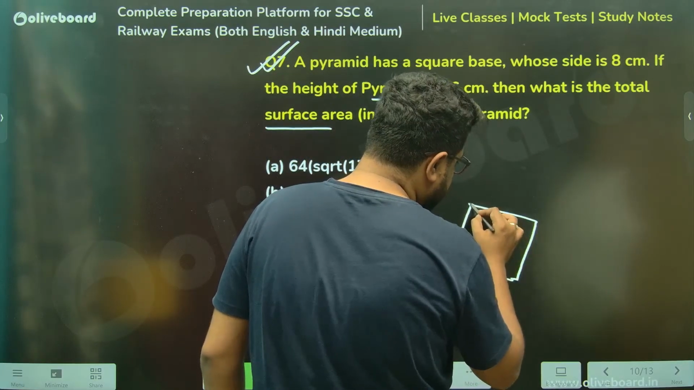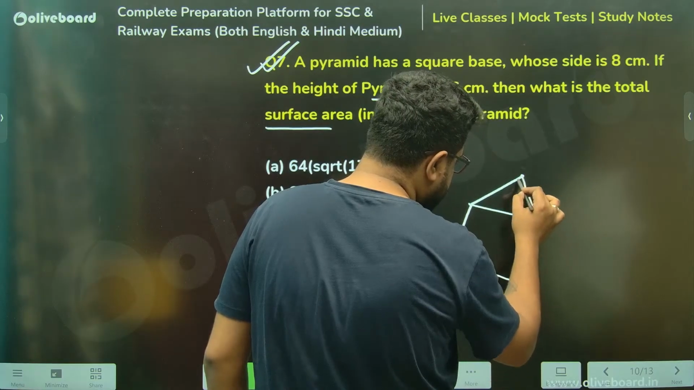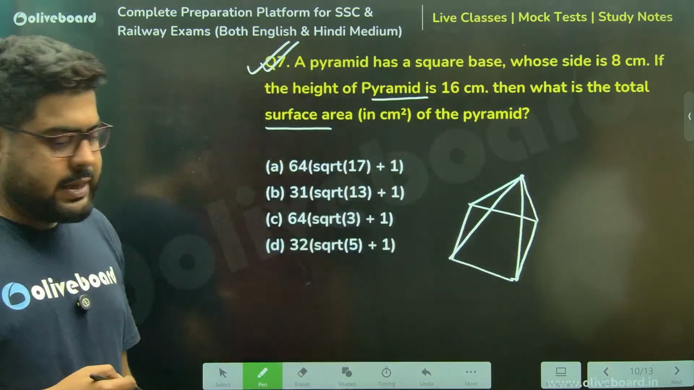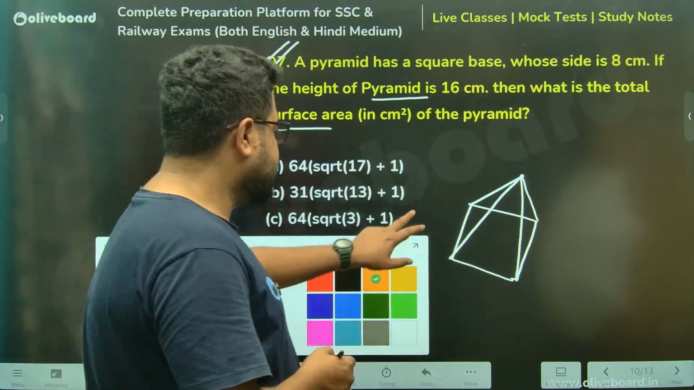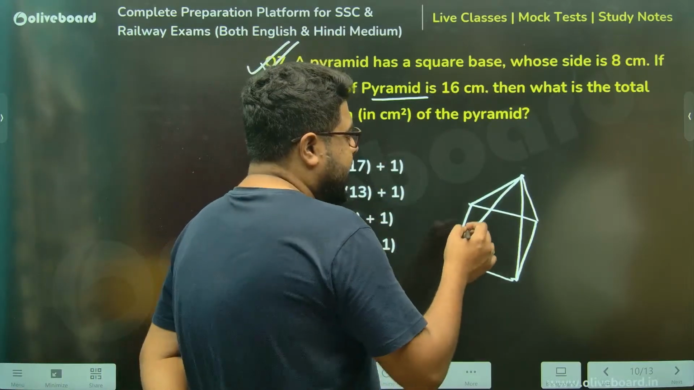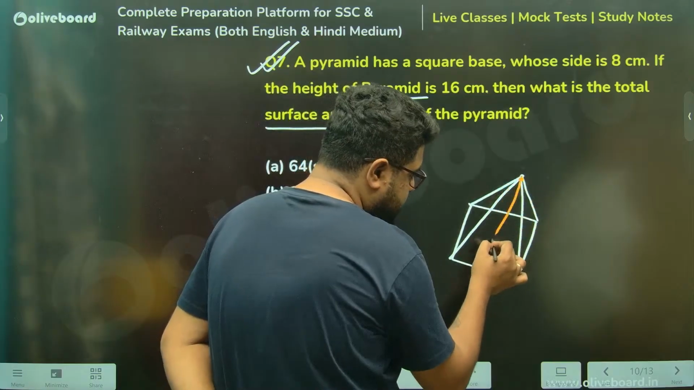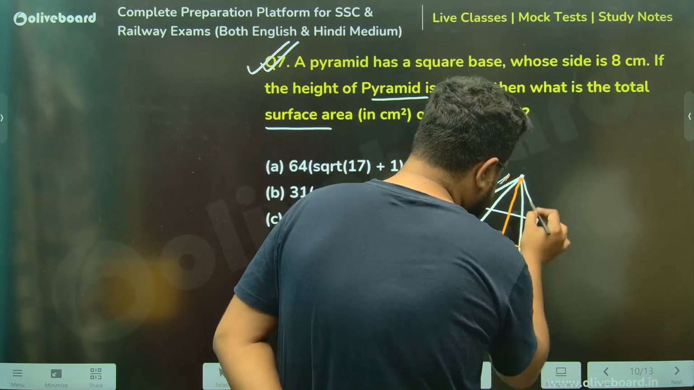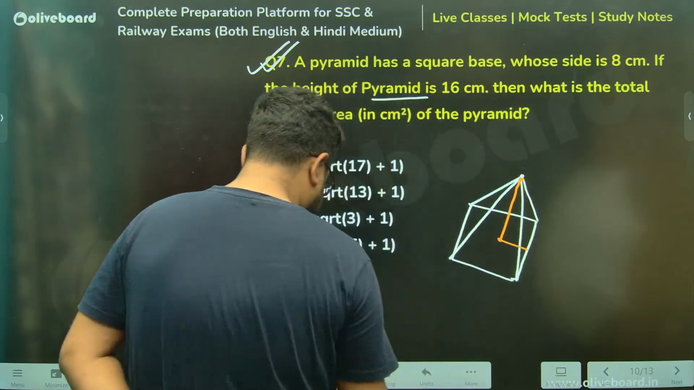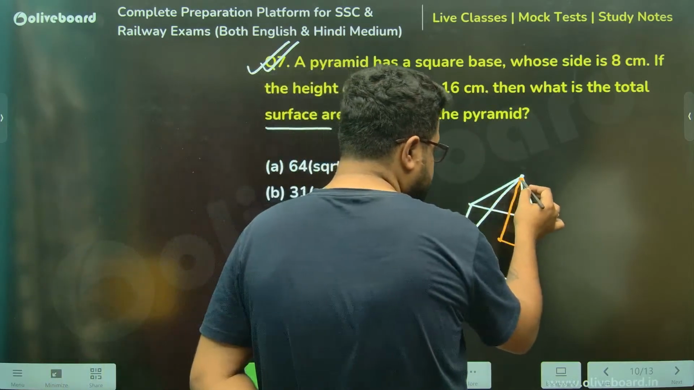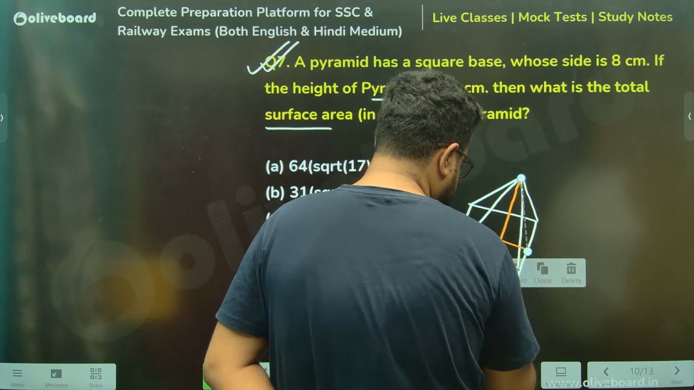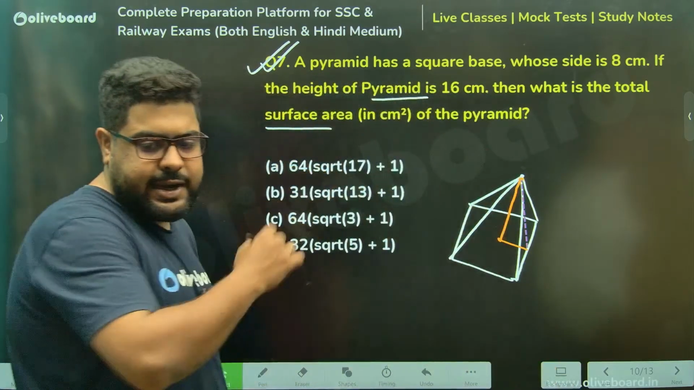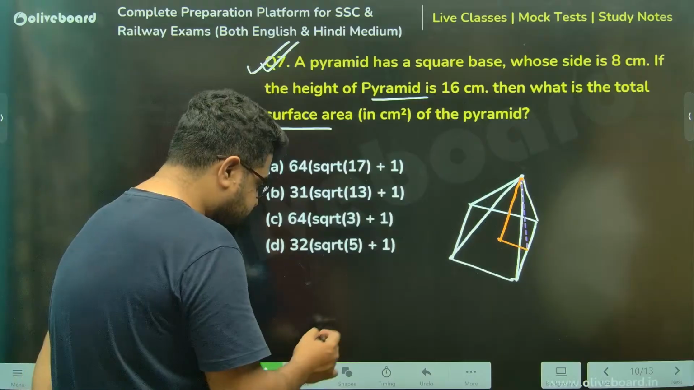let me just draw a very quick diagram. This is how a pyramid looks, sir. Now, what have they given you? Height is given. But I need this slant height. Let me draw it normally. So this is my slant height, sir. This is the slant height I need. Sir, how can I figure that out?